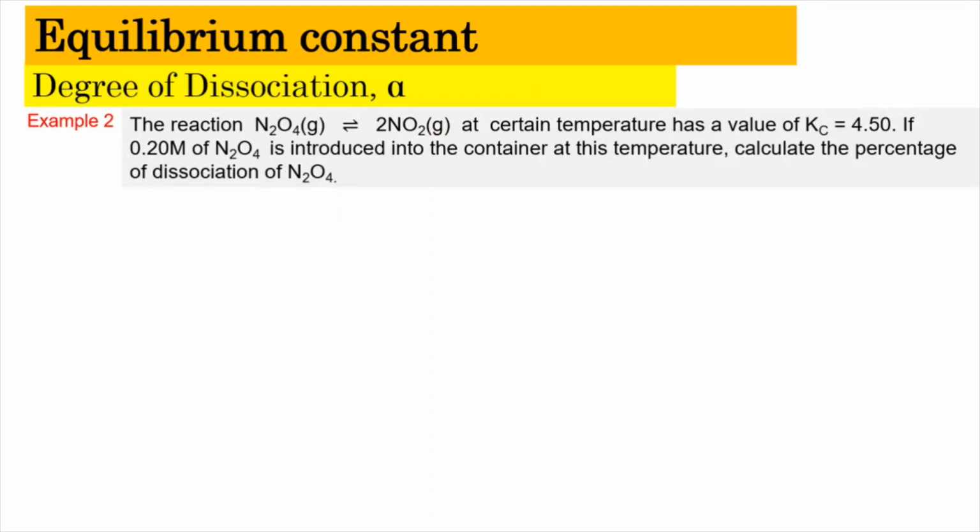Alright, now we're going to look into example number 2. So for the reaction of N2O4 gas, it's going to be converted into 2 moles of NO2 at a certain temperature, and it has a value of Kc to be 4.50.